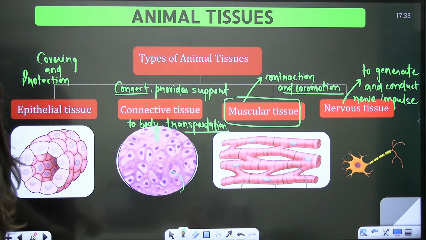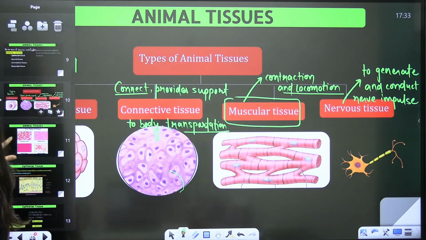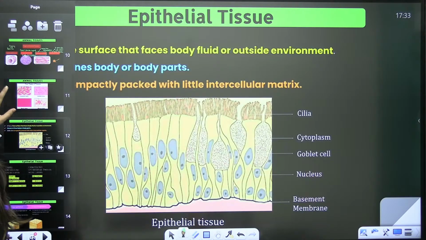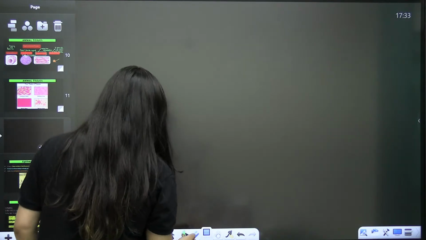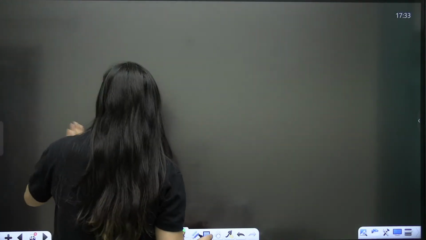Okay, so please take a note of it as well. Done, bache? Done. So 4 types of tissues are there, and we have to start with the epithelial tissue. Clear, bache? We have to start with the epithelial tissue.